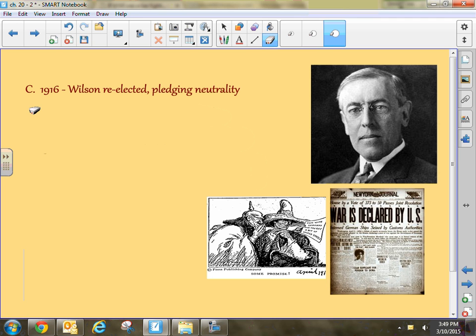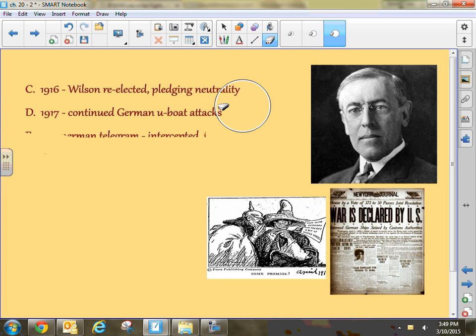In 1916, Woodrow Wilson is reelected, still pledging to keep us out of that European war. But Germany continues U-boat attacks on United States shipping. That helps turn opinion. But the thing that really did it was something called the Zimmerman telegram.